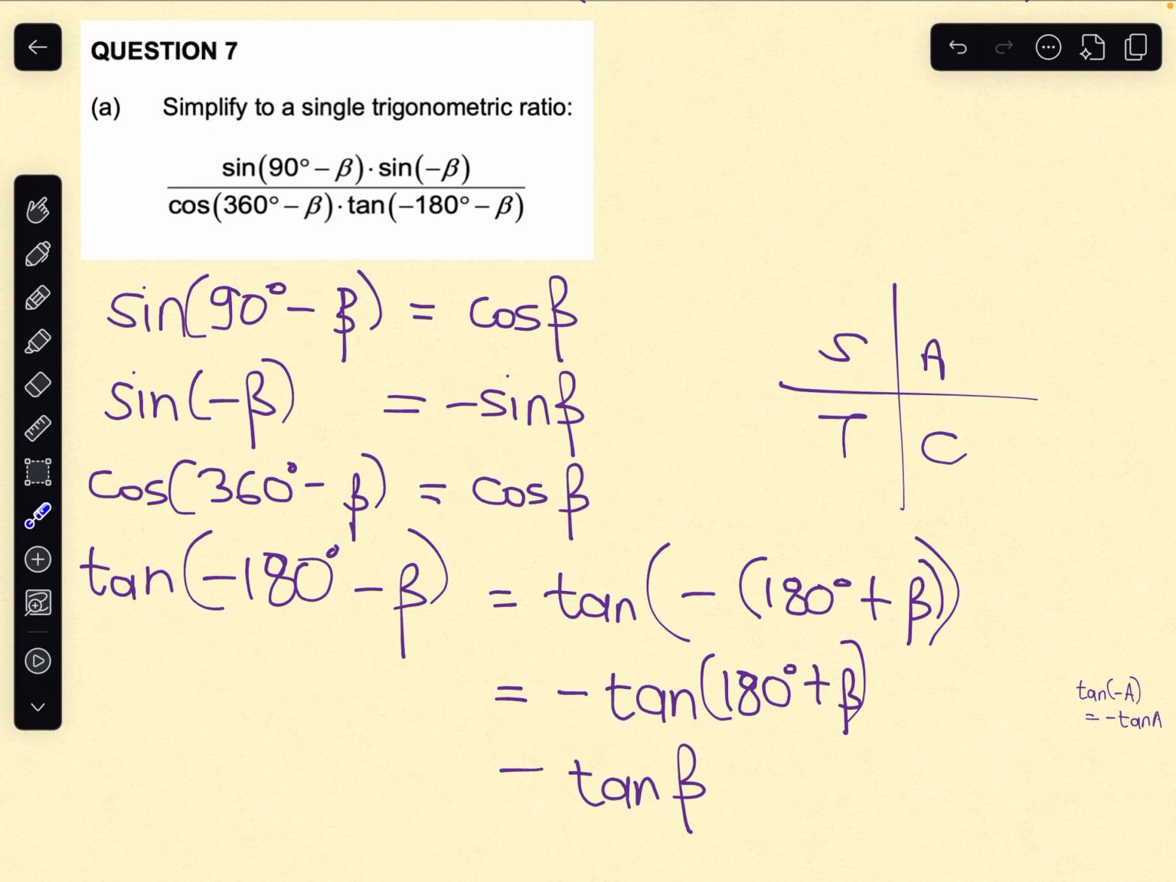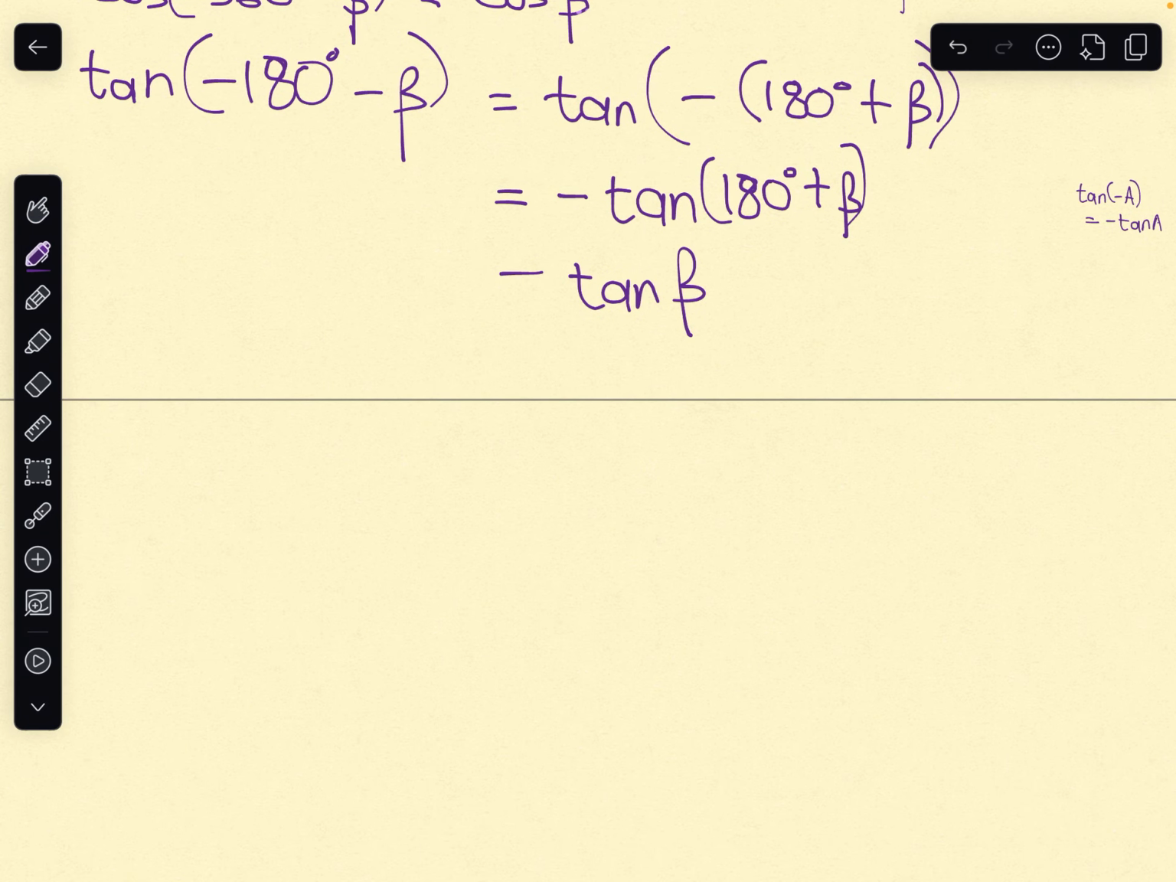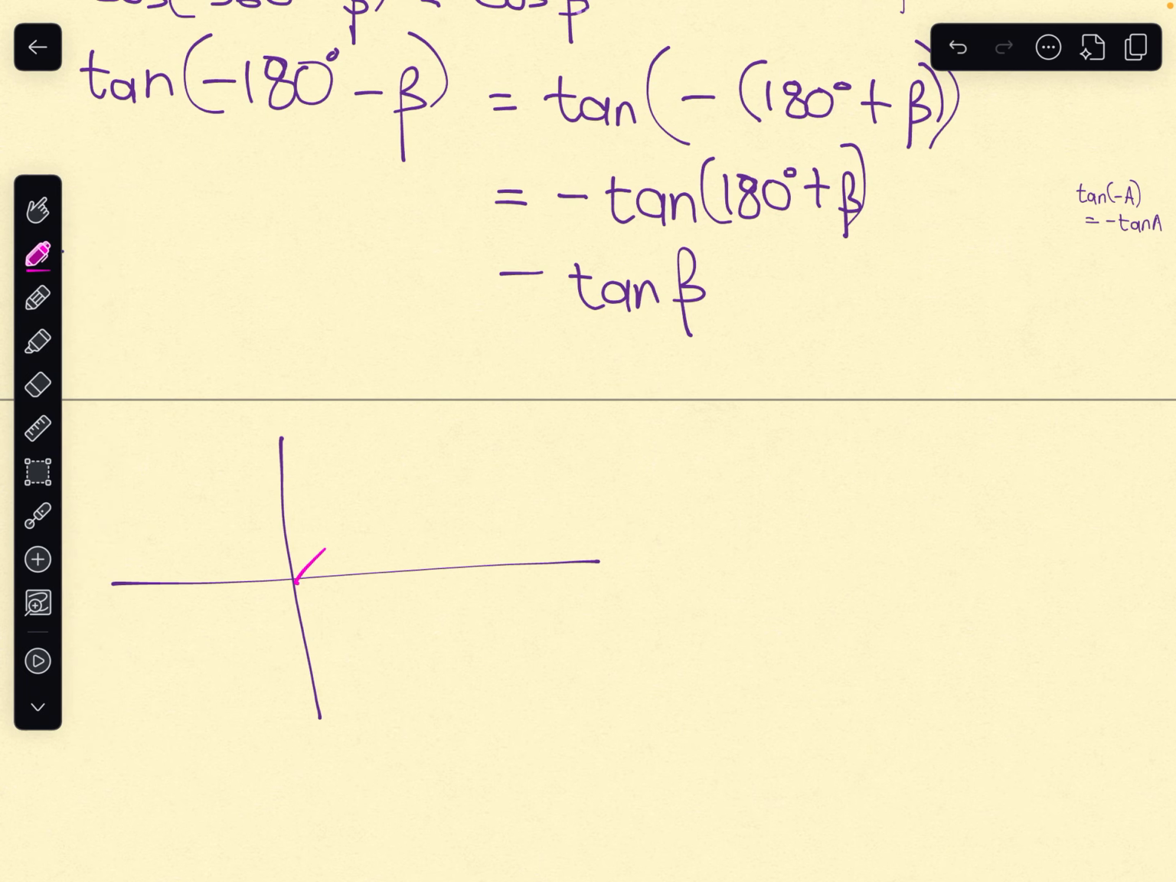The other way to arrive at an answer is to remember what these ratios are. What do they mean? So if we think about the angle beta, and again, for simplicity's sake, we'll just think of it as some acute angle.